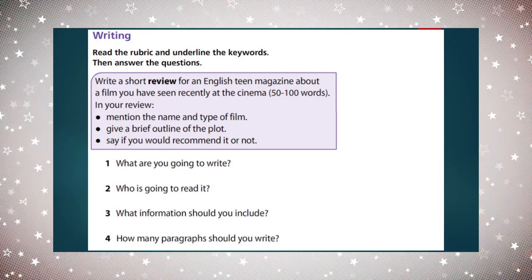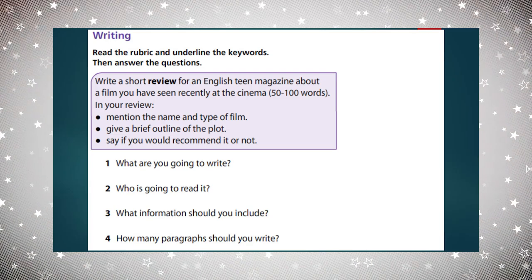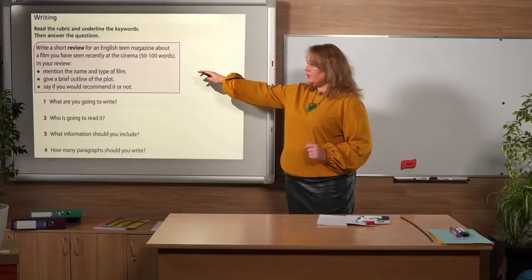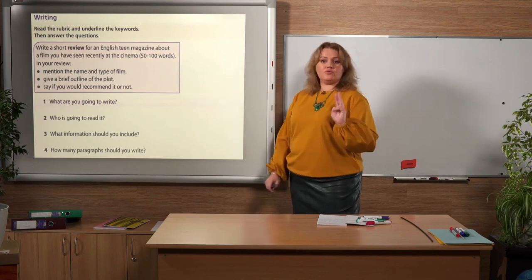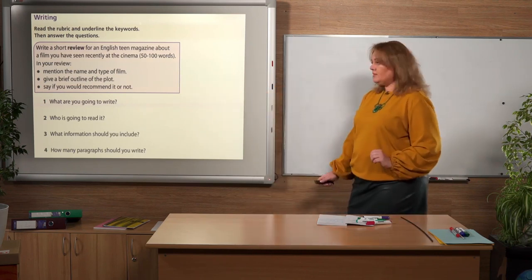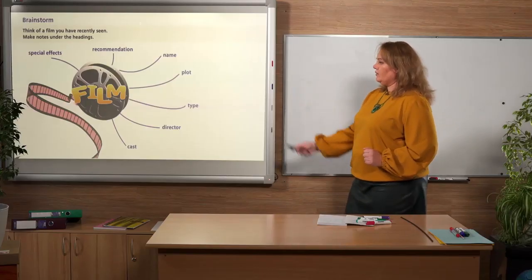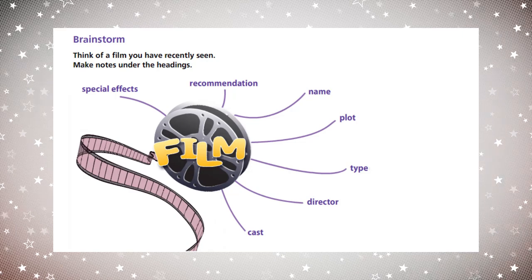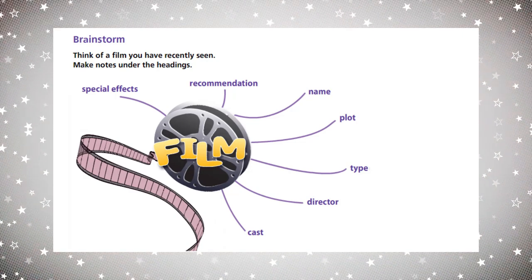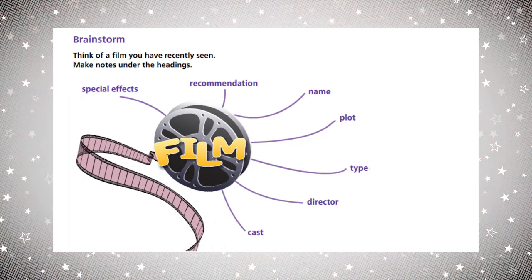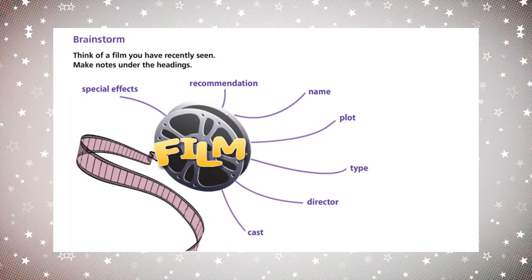And the last one, how many paragraphs should you write? Have a look. So we need to mention 3 pieces of information, so 3 paragraphs. Let's start. Have a look. When we need to write something, we start with brainstorming. And spidergram can help us. So you write in the middle the film or the name of your film, and you go with all the information needed. Special effects, recommendation, name, plot, type, director, and cast.